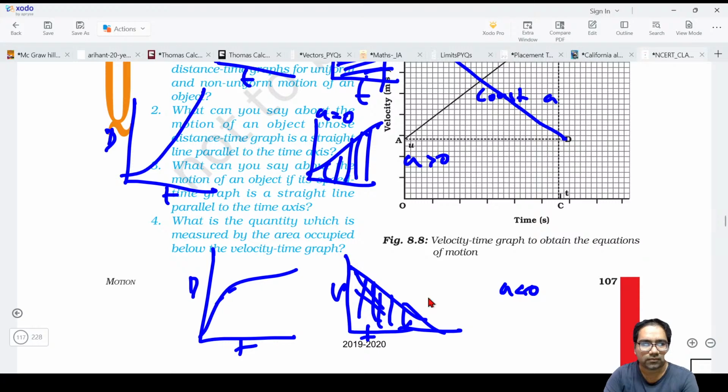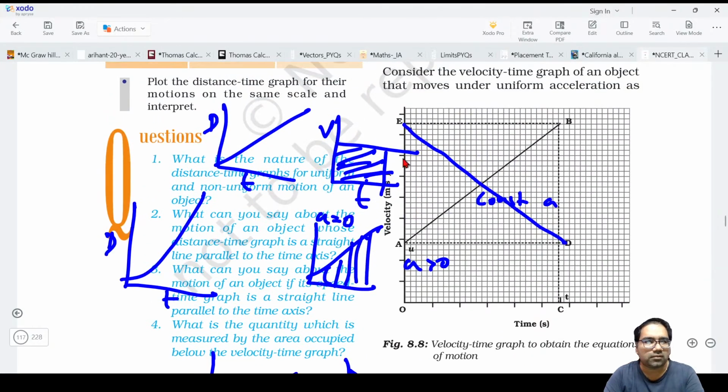Can you just highlight them? Which ones should I write? Okay, so distance time is like this, and a equals to 0. You just write it.